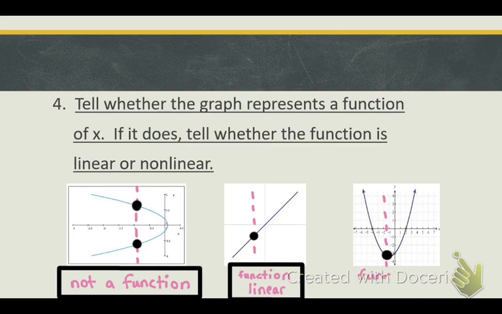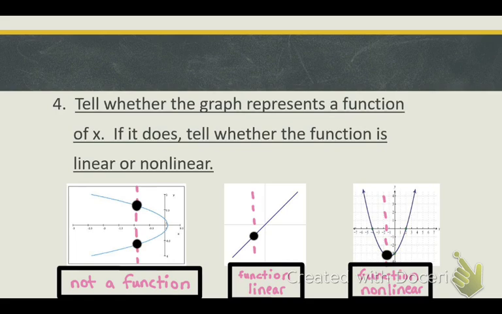Pearson, is this linear or nonlinear? Why is it nonlinear? Because it's not a straight line. You are correct. If it's not a straight line, then it is nonlinear, or, as you can see here, no line. It's not a straight line. Okay, any questions on that section?